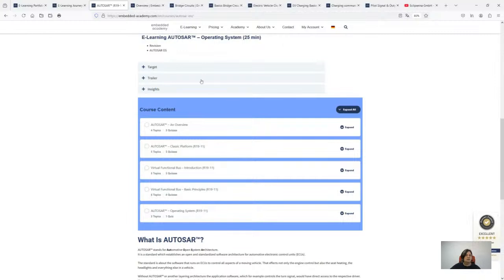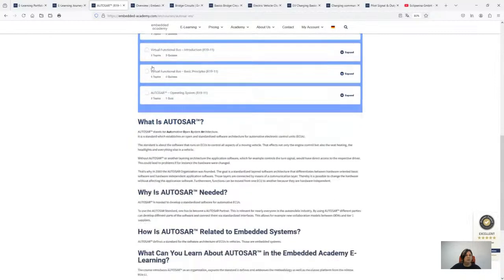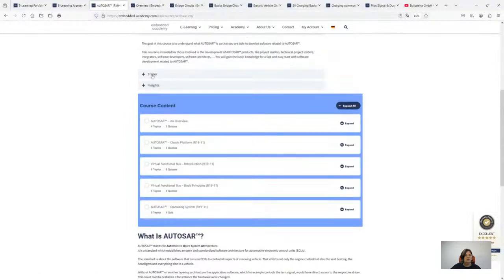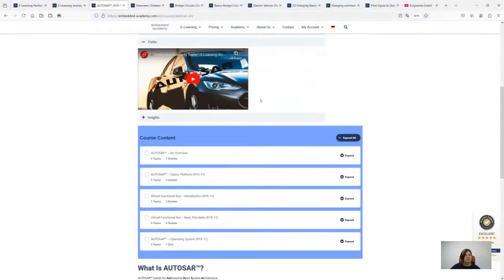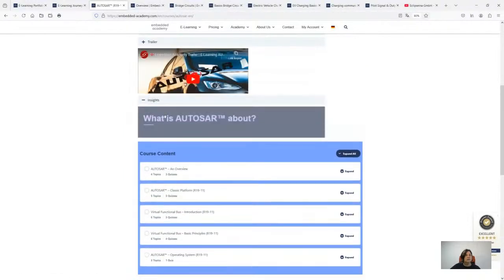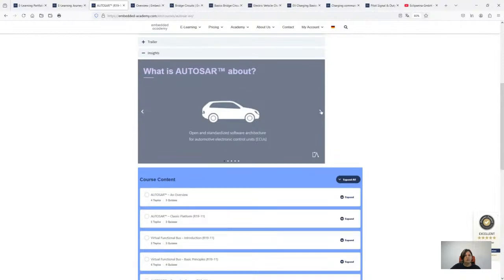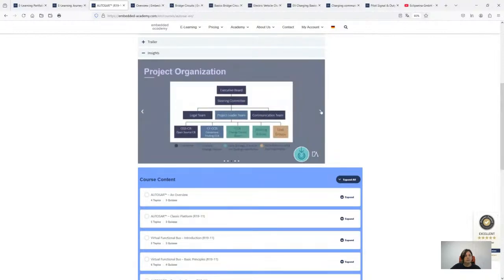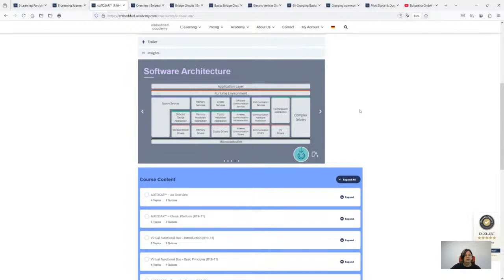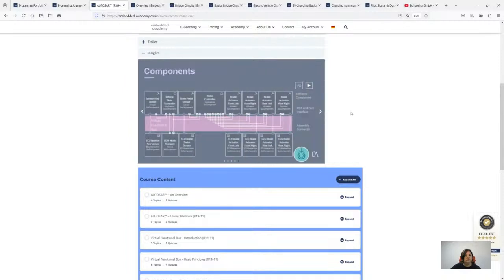And it's always the same. We have a description there, maybe then to say the target, what should you learn? Then we have a trailer, which is on YouTube, and some insights, some pictures to understand what is to be expected from this course.